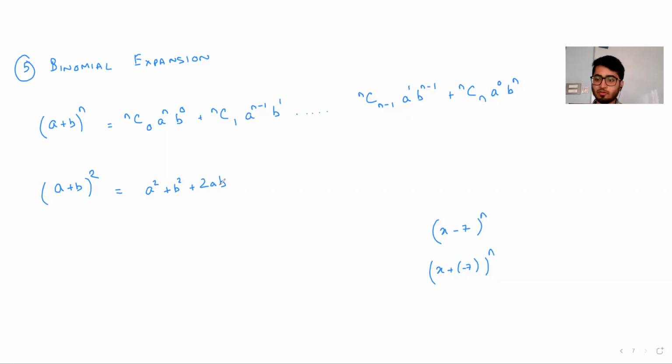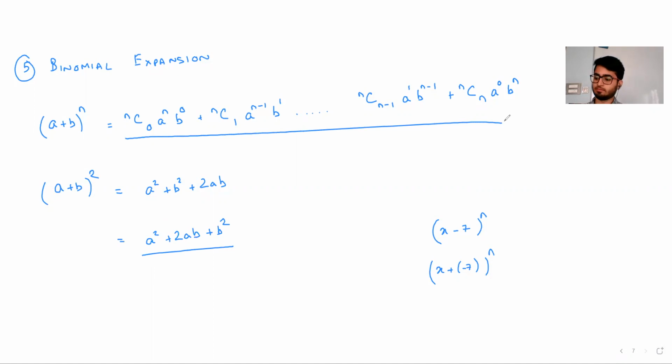Exactly. Nothing wrong with this. The only thing is there is a better way to write it. Why a better way? It will put you in the habit of writing a square plus 2ab plus b square, and the reason for this is the way we expand a binomial expansion. So this is a better way of writing it out.